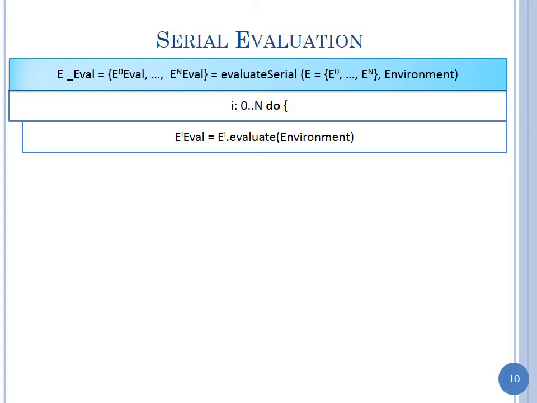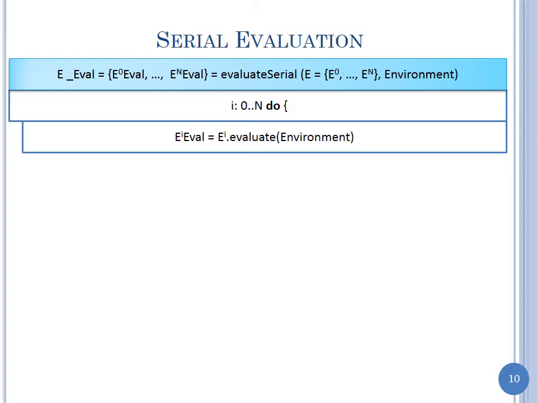So what I'm saying here is that we've got a list of expressions, E0 to En. I'm counting from 0 and ending at n, which together I'm referring to as E-eval, which is what I want to get out. And evaluate serial is the method I'm calling. What I want to evaluate is E, which is a list that has E0 to En. So I want to get the evaluation of all of these in some environment. That's my goal.